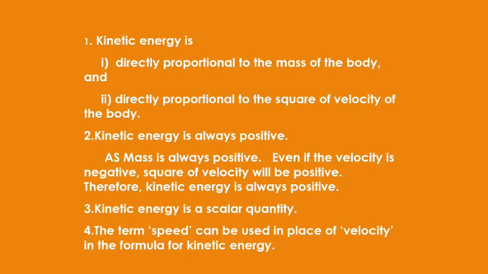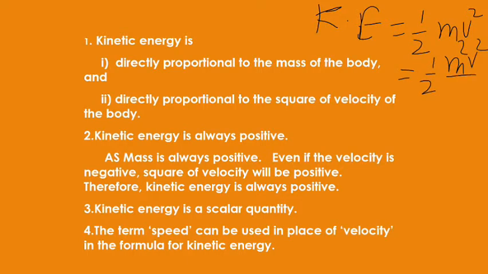Questions on that can also be framed. Your kinetic energy equals half mv square. If you multiply and divide by m, it will not make any difference. So you can write half m square v square upon m, and m into v is what? That is linear momentum. So you can write p square upon 2m.